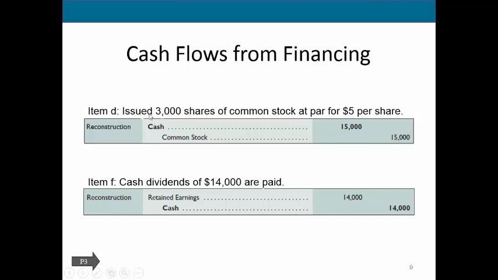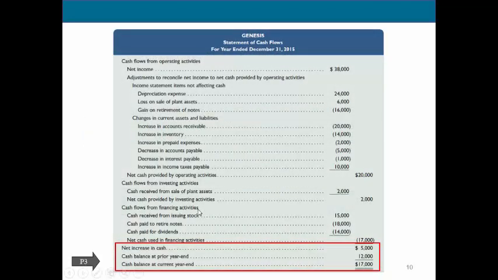We are told we issued 3,000 shares of common stock at par, $5 per share. So you can see here cash of $15,000. We got cash. We issued common stock. So here's some cash effect from financing activities. And then we paid cash dividends. You can see here we paid cash dividends of $14,000. So retained earnings decreases by the amount of those dividends. And then our cash also decreases by that $14,000.